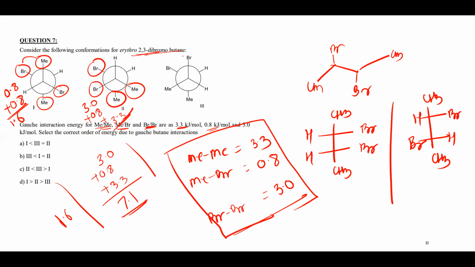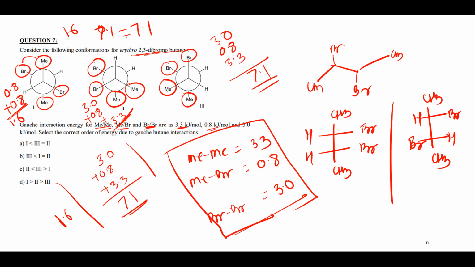And for the third, this one has the Br-Br, which is 3.0. The Br-methyl, how much is it? 0.8. And there is one methyl-methyl also here, which is 3.3. So the total is 7.1. So for A it is 1.6, for B it is 7.1, and for C it is 7.1. So they are equal, and the first one is less. The option which has 3 and 2 equal and 1 with less energy, so option A is the correct option here.